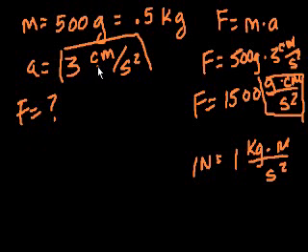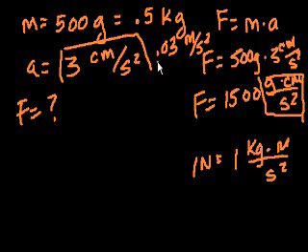Similarly, 3 centimeters is how many meters? Well, 1 meter is 100 centimeters, right? So 3 centimeters is 0.03 meters, so the acceleration is 0.03 meters per second squared. Hopefully, this makes sense to you. 3 centimeters is 0.03 meters.